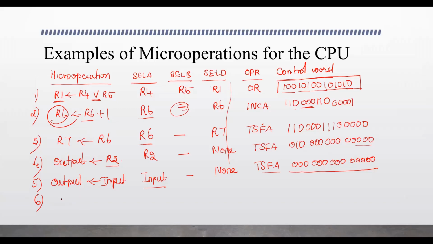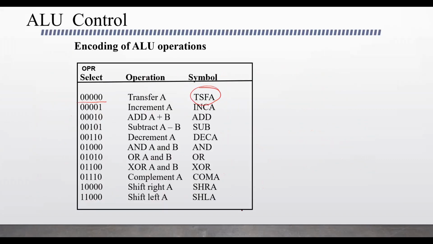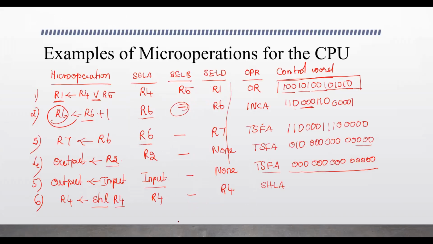And let's try 2 more operations. R4 ← shl R4. Here the operation performed is shift left on the content of register R4. So input is R4. There is no second register here, and the destination register is R4. It has to be shifted left and transferred to R4. And the operation is SHLA, shift left A, correct? This is our operation, and it is 11000.